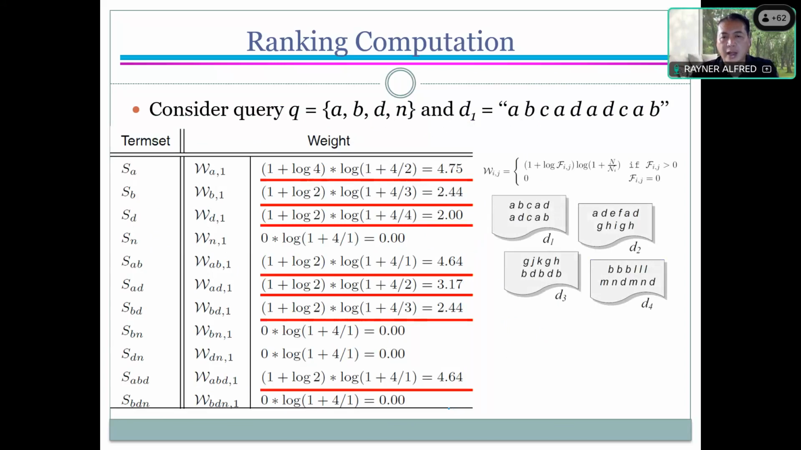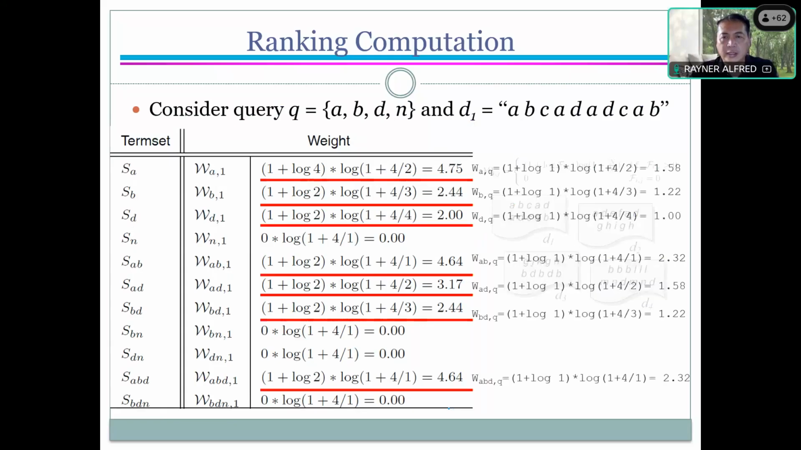So we have 7 of them. Okay, for the next one. Okay, so this one is the weightage of A in the query. So A only exists 1 time, and then this is the same as the previous one, which is this one. So the weightage is 1.58.